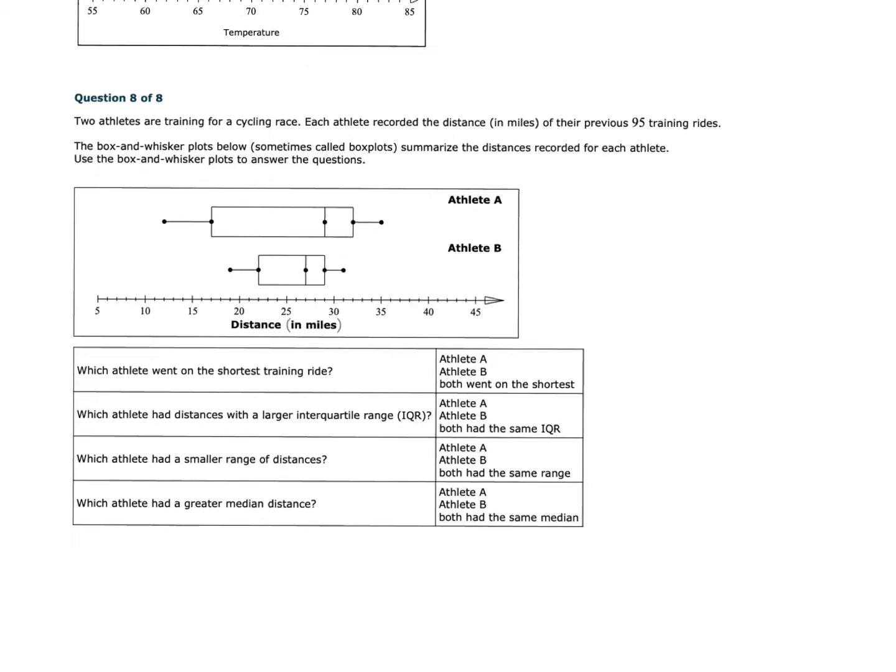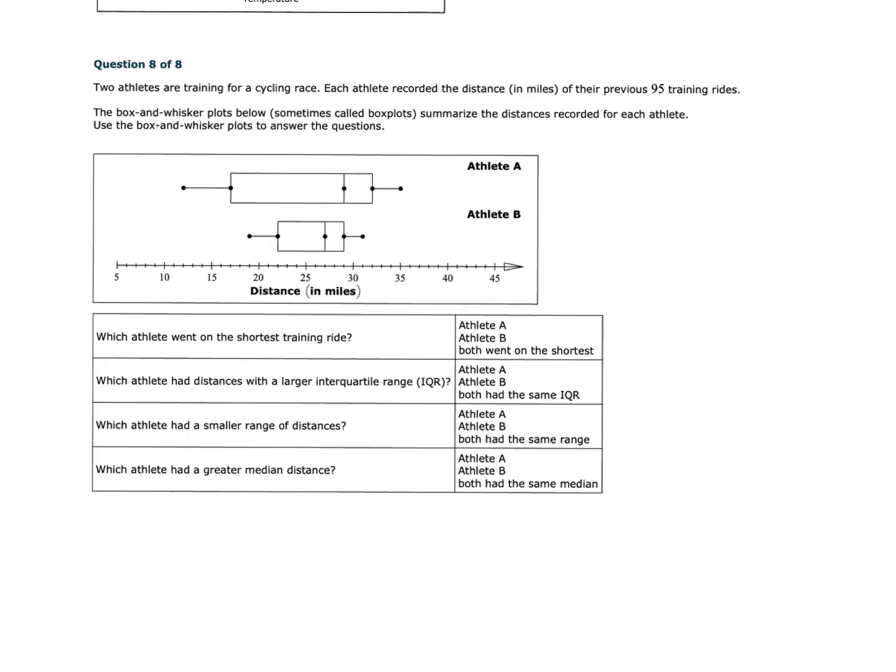Okay, so now let's look at interpreting this. Two athletes are training for a cycling race. Each athlete recorded the distance in miles of their previous 95 training rides. It's a lot of training rides. The box and whisker plot below, sometimes called box plots, summarize the distance recorded for each athlete. Use that to answer the questions. Which athlete went on the shortest training ride? So we have athlete A and athlete B. To look at their one shortest ride, we look all the way to the left. Athlete A had the shortest one.